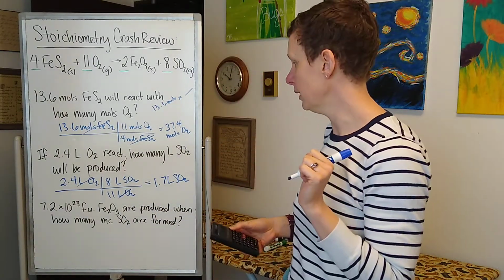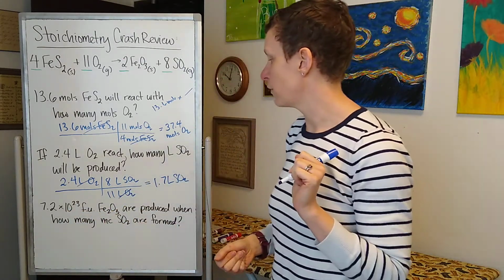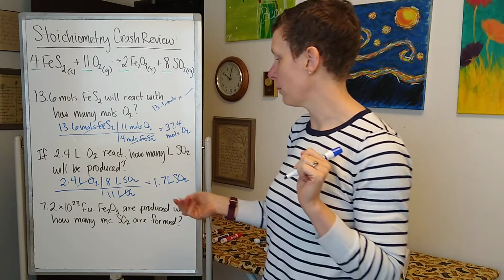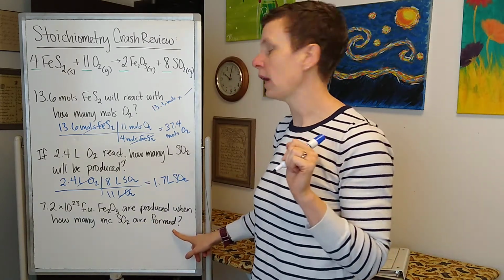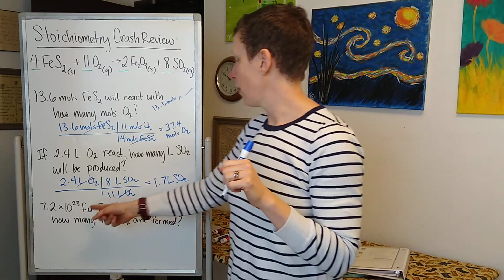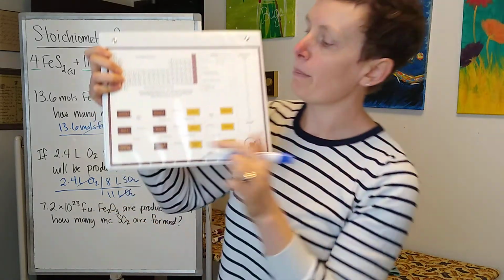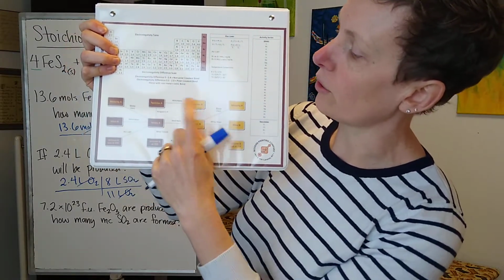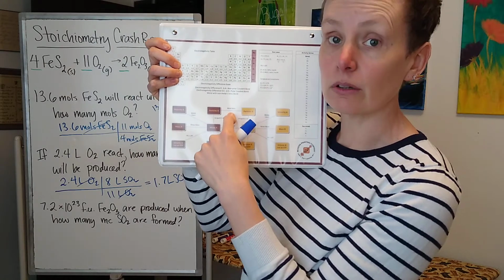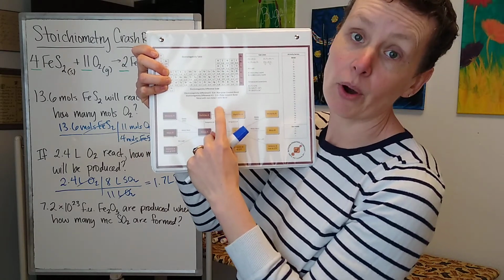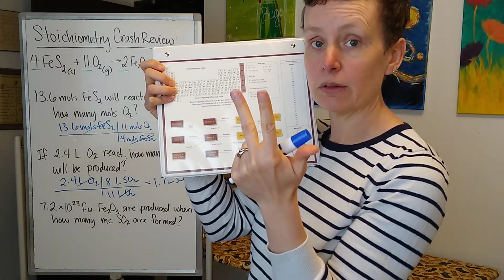1.7 liters. Okay. All right, the last one down here, 7.2 times 10 to the 23rd formula units of Fe2O3 are produced when how many molecules of SO2 are formed? Okay, so difference here, now we're in particle units. Okay, so we're working at the top of the molar map, particles to particles. Again, mole ratio. But because it is connecting particles, our units are going to be particles. Okay, either molecules, atoms, or formula units.